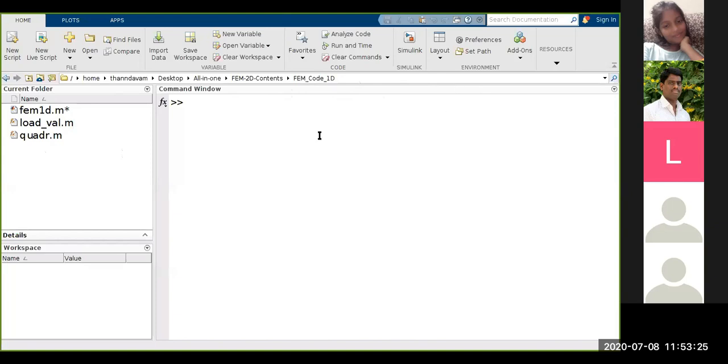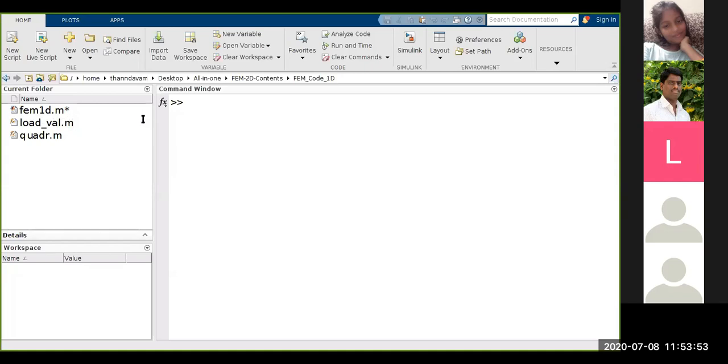Then what do I do? Then you take m equal to n plus 1. So you have capital N elements, so the total number of points will be capital N plus 1. That I am defining. Then I need to split it into intervals. You need all the mesh points. So what you do is say x is equal to linspace of 0, 1, m.